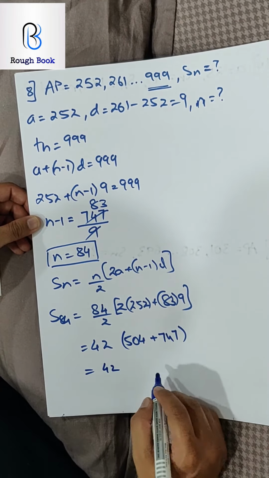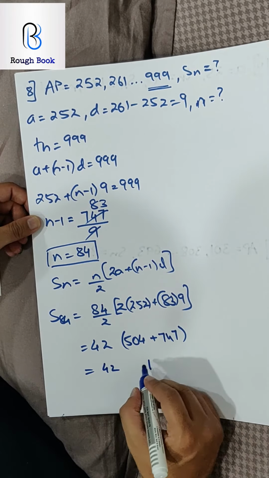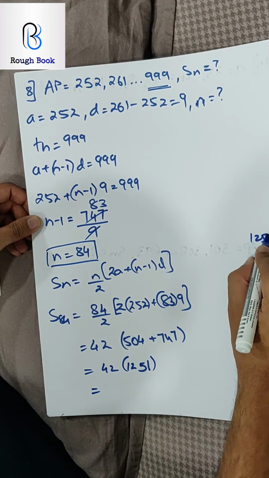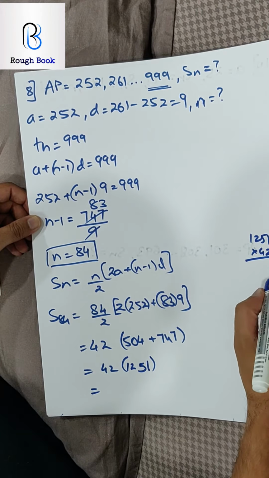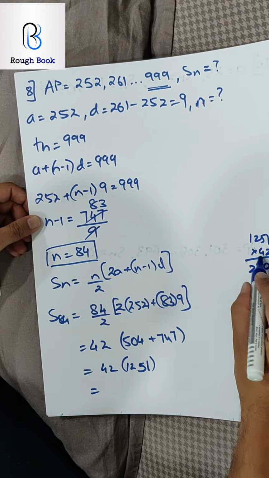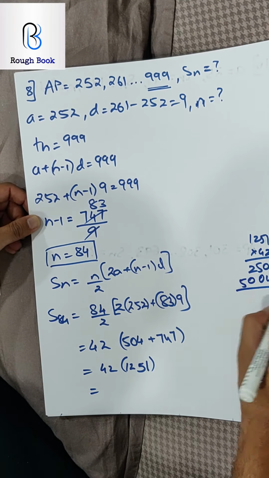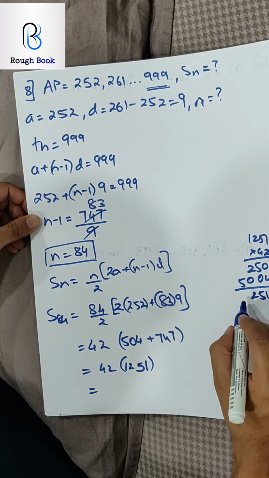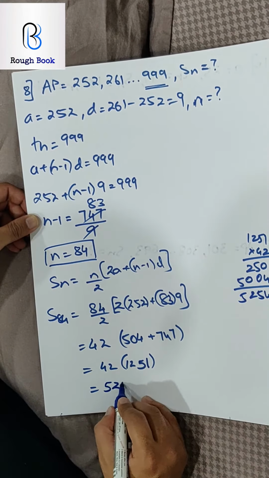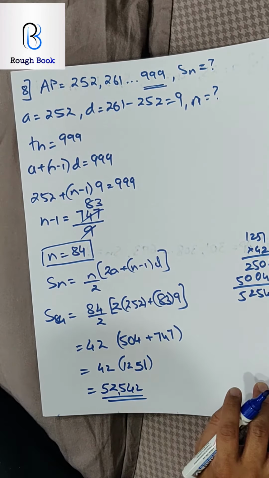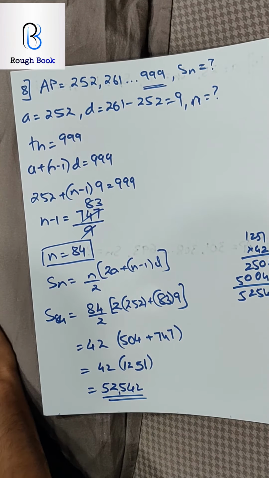So 42 and add this. 747 plus 504 is 1251. So I'll have to multiply 1251 into 42. 4 1s are 4, 4 5s are 20, 8, 9, 10, 1, 4 and 1, 5. So 52,542. Anyone manages to get the same answer? This is sum number 8.